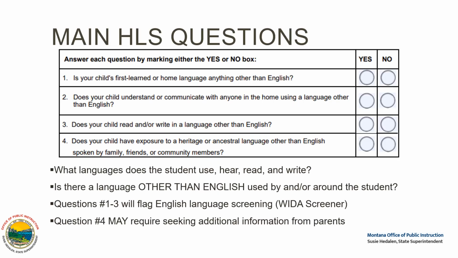These are the 4 main home language survey questions, and through the responses to these questions, we will determine what languages or language the student uses, hears, reads, and writes. So the first 3 questions ask about the student and what languages other than English are used by the student. And question 4 is more what languages are spoken around the student.